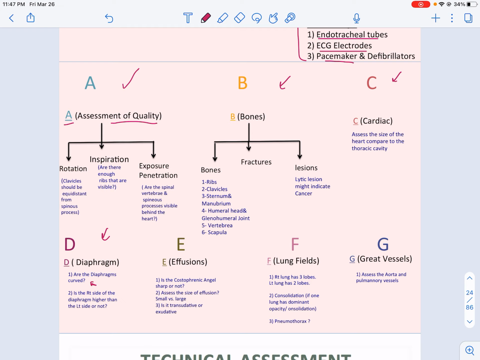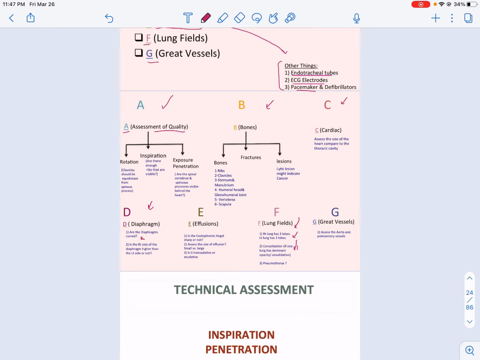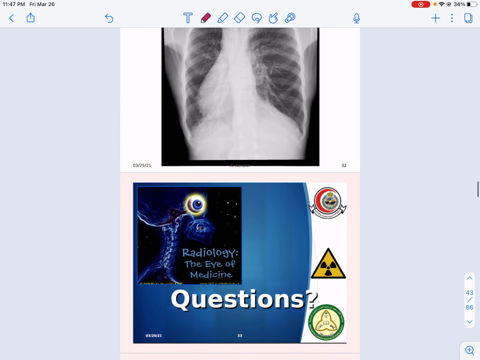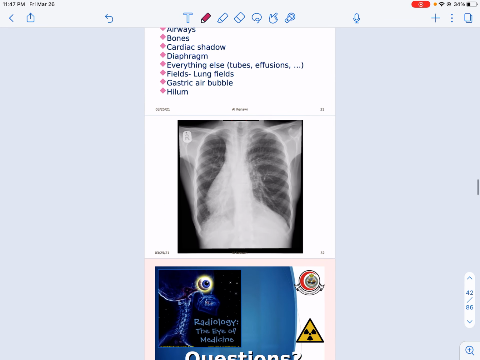تمام. And for the effusion, for the costophrenic angle, is it sharp or not? If it's not sharp and it's blunt, we need to know why. For the lung field, does the right lung have 3 lobes? Does the left lung have 2 lobes or not? And we can assess all of that by looking at the picture. For the great vessels, we can assess the aorta and pulmonary vessels. تمام. So by that we finish the first part, which is the normal chest x-ray.